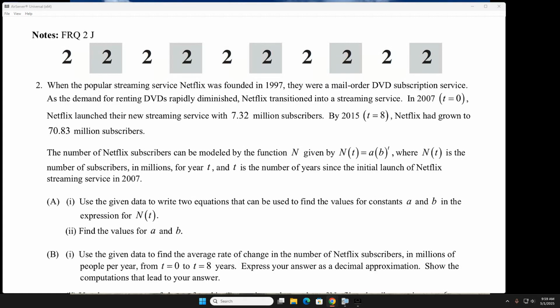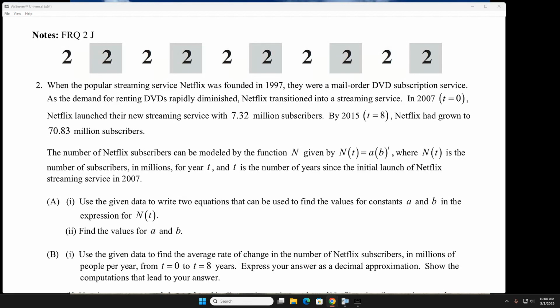There was no streaming back then, but in 2007, it turned into a streaming service. And in 2007, Netflix launched the new streaming service with 7.32 million subscribers. By 2015, when T is 8, Netflix had grown to 70.83 million subscribers.